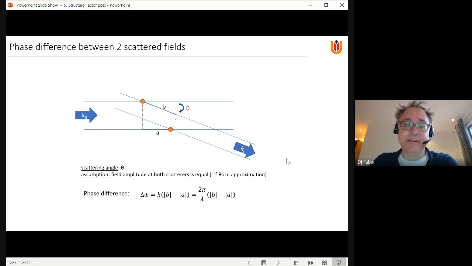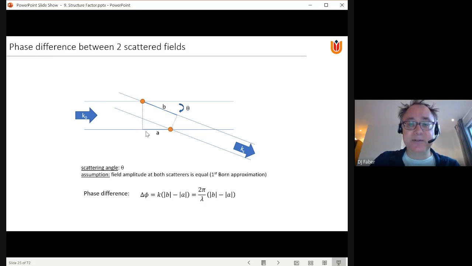Now we're only interested in the phase difference, so we can look at the differences, and the phase itself is k, the wave number, times the distance. So in this case, we can calculate the phase difference by simply looking at the geometrical difference of the paths from, let's say, the source to the detector. So a lot of that is just the same.